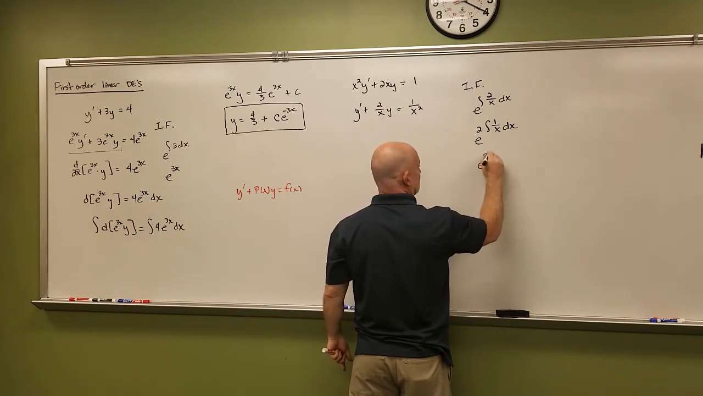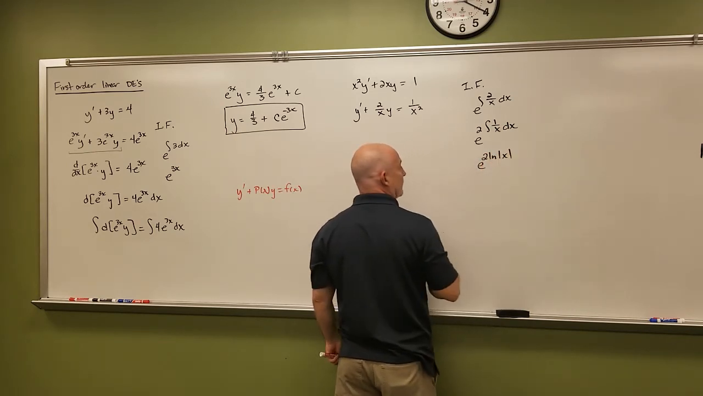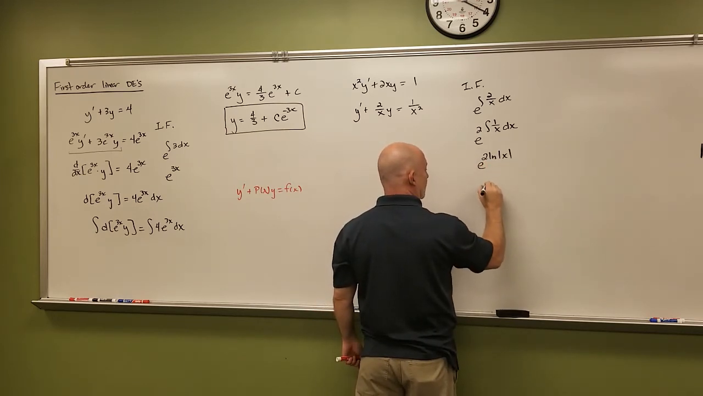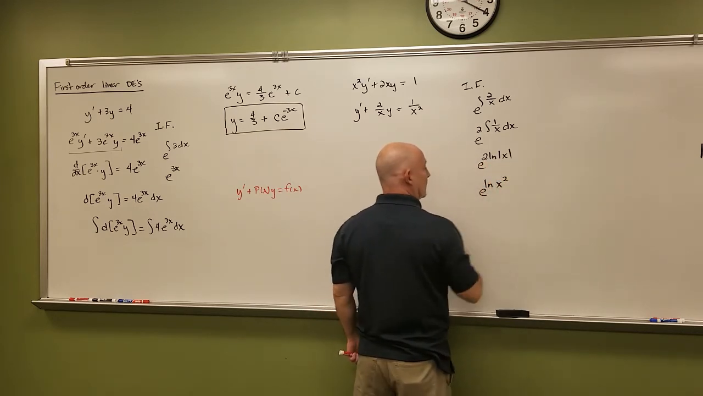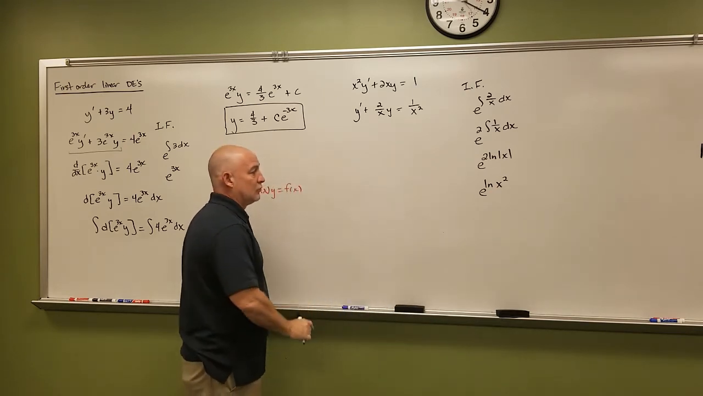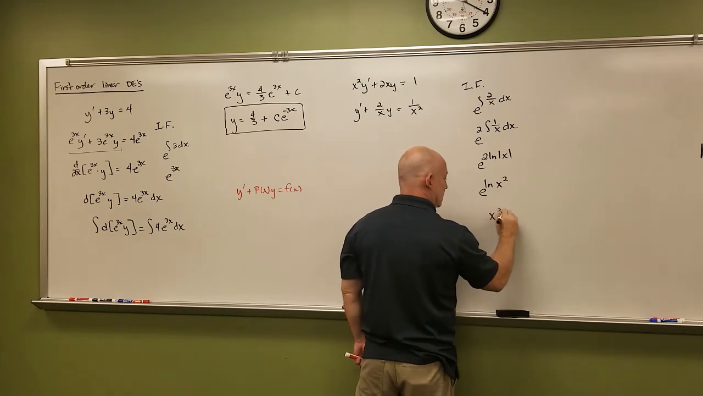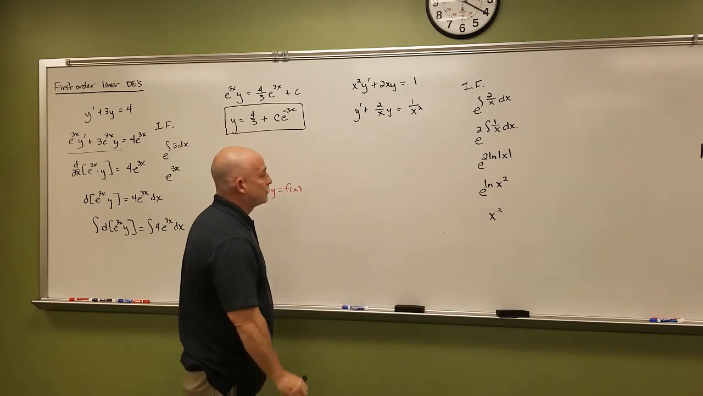So this is 2 times the natural log of the absolute value of x, which we can bring up that 2 there using our properties of log. And the nice thing, I can get rid of that absolute value in this one because I know if I square something, it's always positive. So this just ends up being x squared.